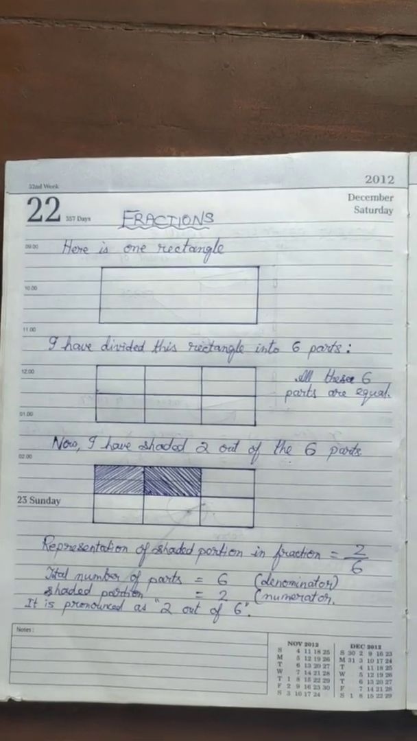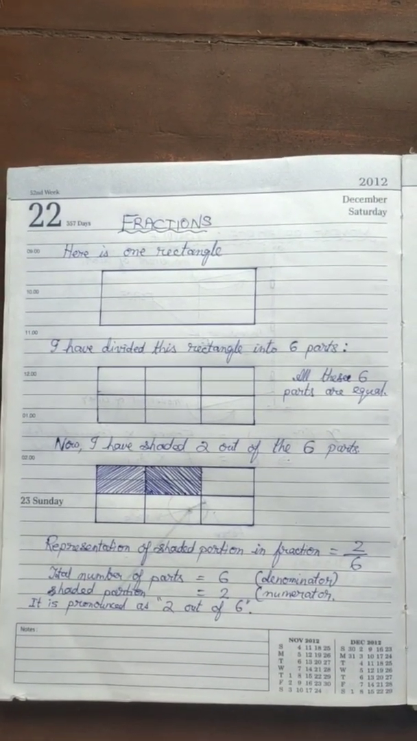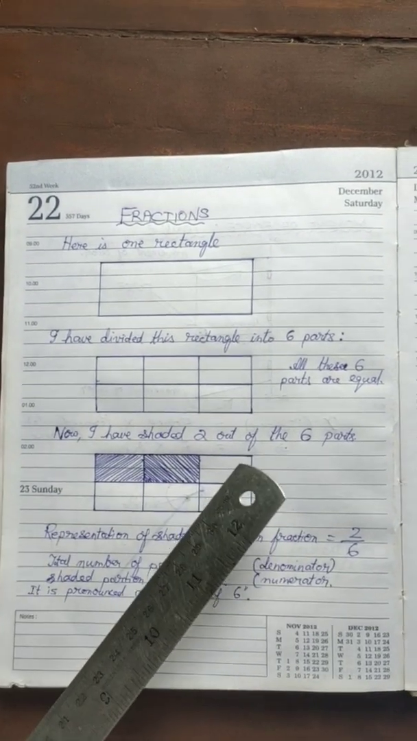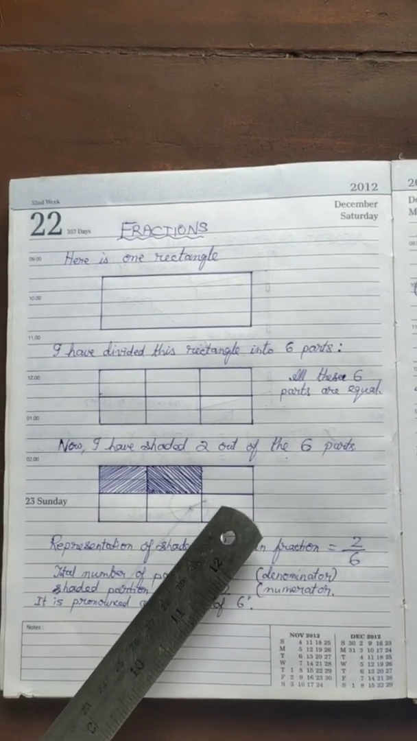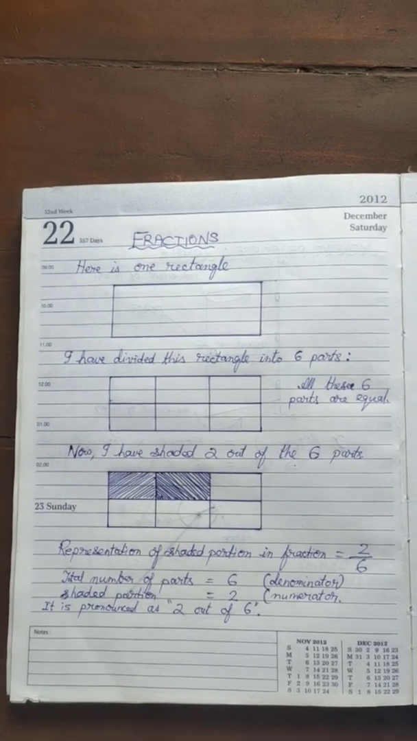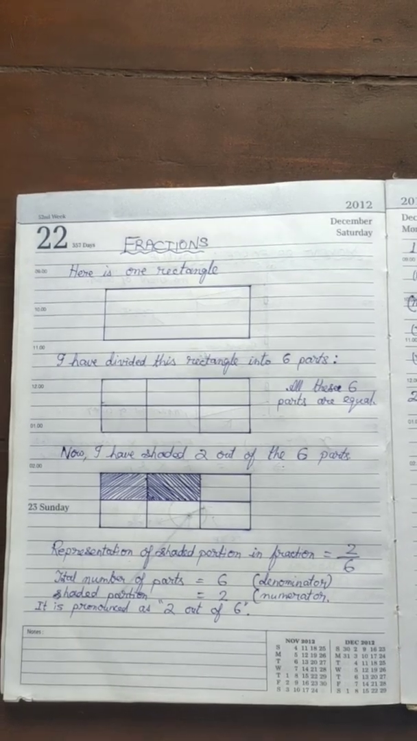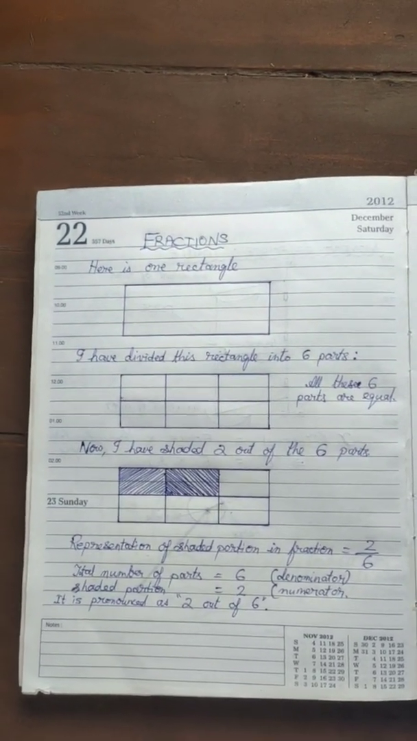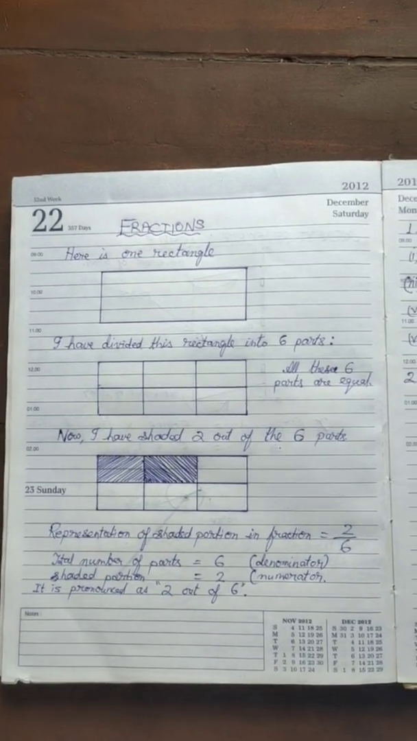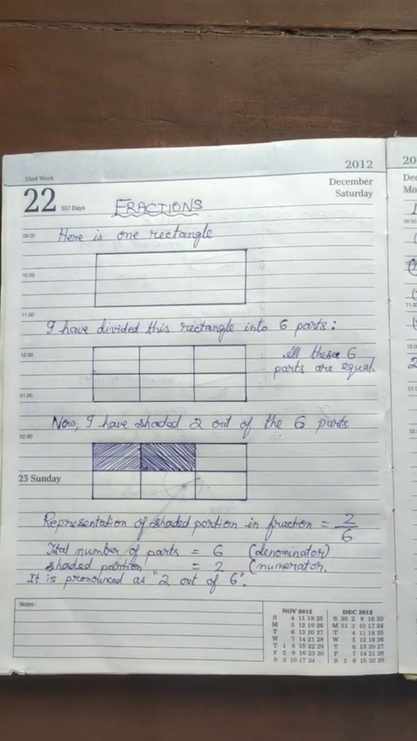Suppose somebody asked me to represent the unshaded region, that means those regions which are not shaded. How many regions are not shaded? 1, 2, 3, 4. So out of 6 parts, 4 parts are unshaded. If I wanted to represent that as a fraction, that would be 4 by 6. 4 regions are unshaded out of 6 regions. I hope you have understood the meaning of the word fraction.